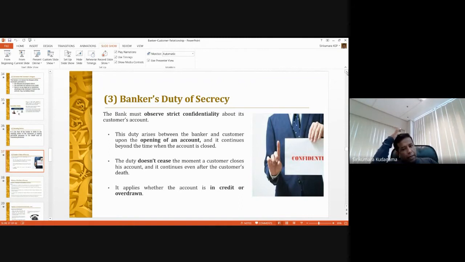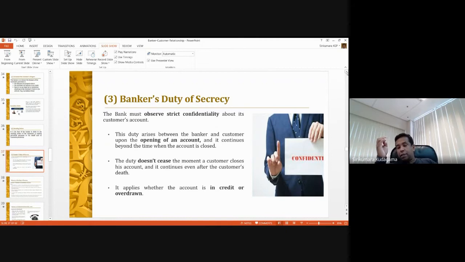What it means is that bankers are supposed to observe strict secrecy and confidentiality about the customer's account. That duty of secrecy arises even at the moment of opening an account, and it continues throughout, and it continues beyond the point where the account is closed.